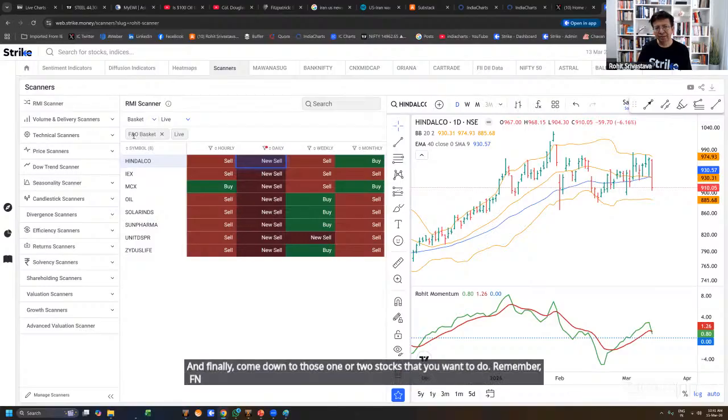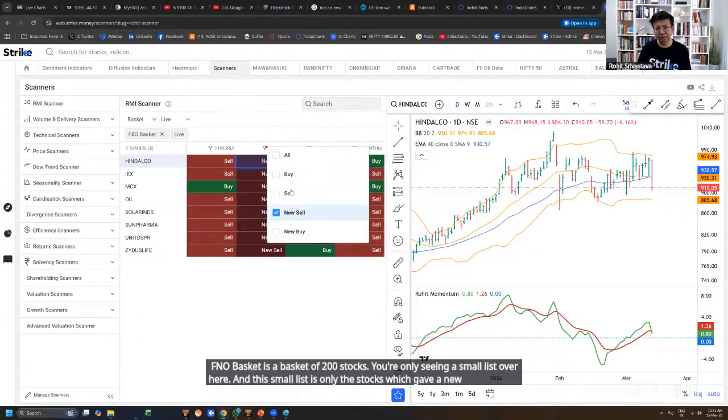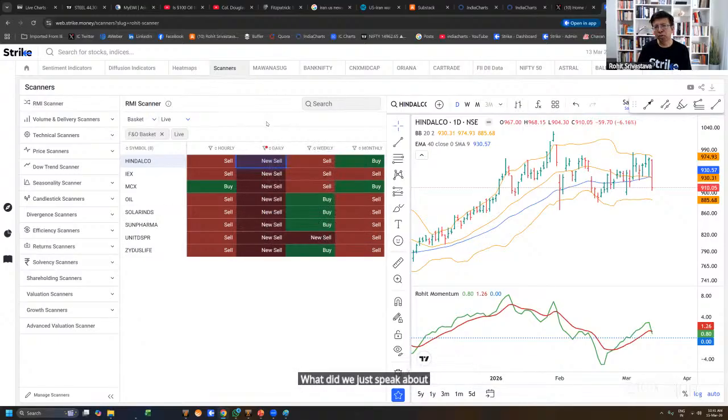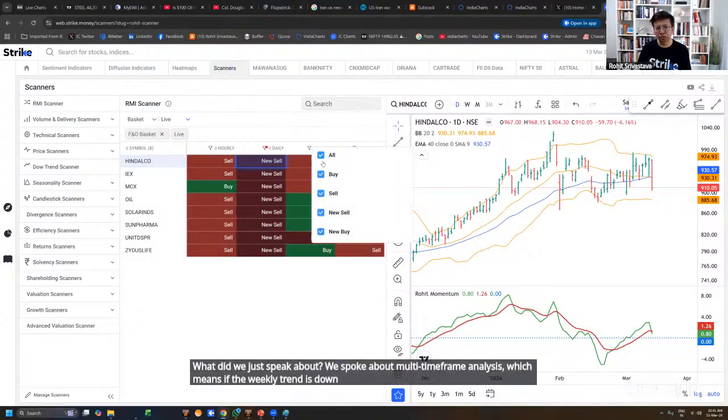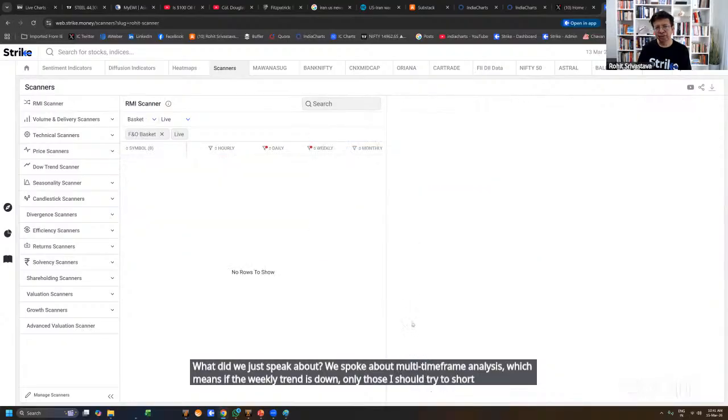Remember, the FNO basket is a basket of 200 stocks. You're only seeing a small list over here, and this small list is only the stocks which gave a new sell signal yesterday. What did we just speak about? We spoke about multi-time frame analysis, which means if the weekly trend is down, only those I should try to short. So what does a weekly trend down mean?